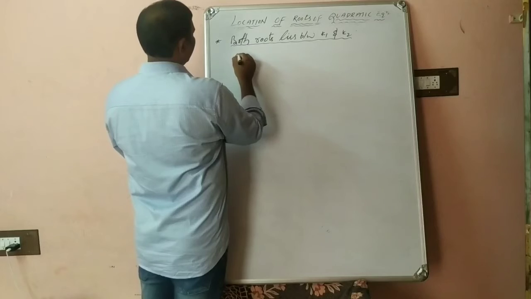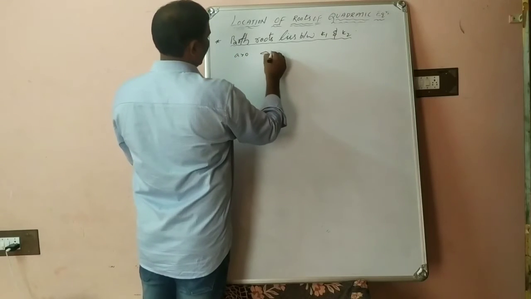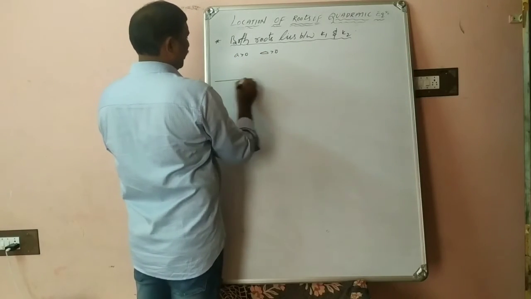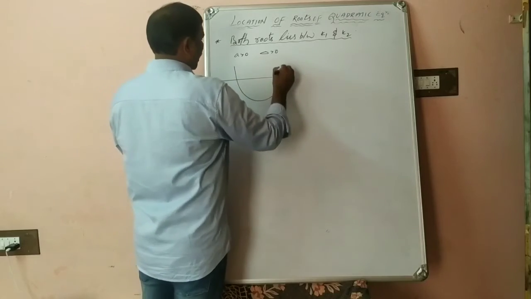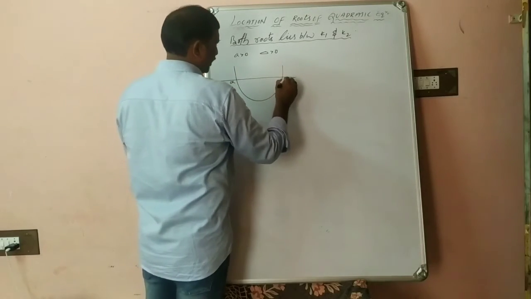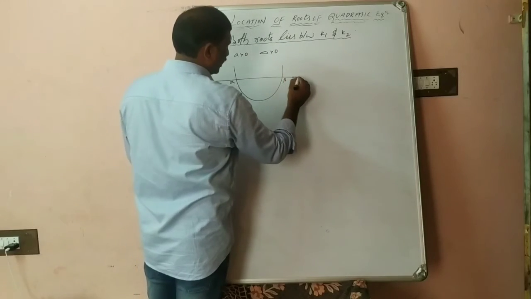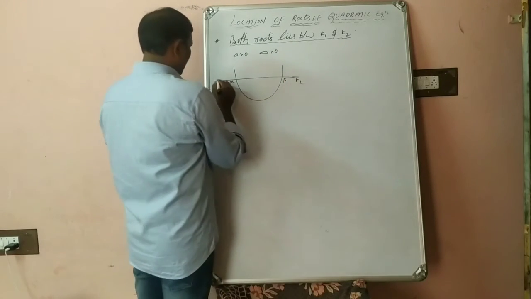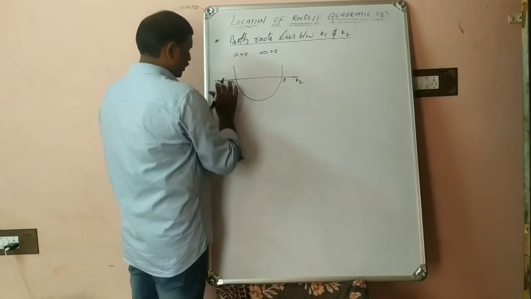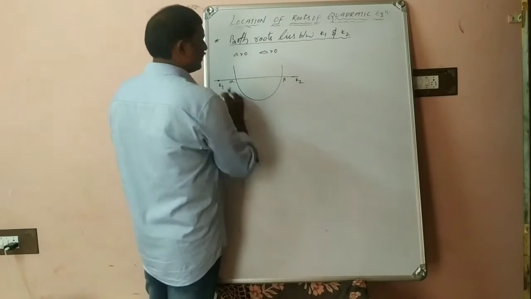What case am I going to take here? A is positive, the same, and delta is greater than 0. When A is positive, you will get an upward parabola. The roots are alpha and beta. So now what is the condition? Both the roots lie between k1 and k2. This is k2 and this is k1. Now, do both the roots lie between k1 and k2 or not?